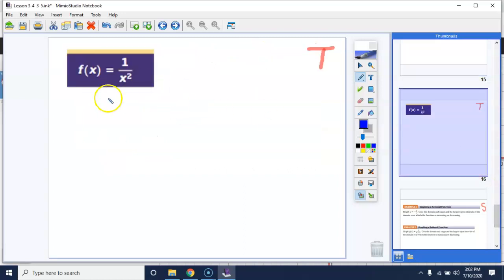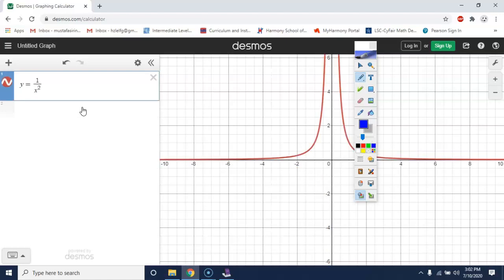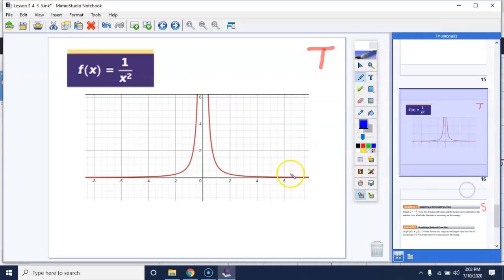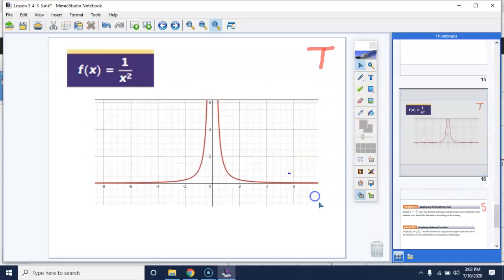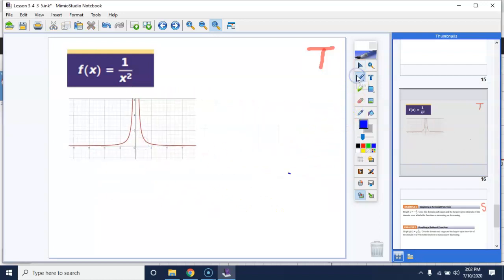And here we have another reciprocal function, rational function, 1 over x squared. So let's graph this one as well, 1 over x squared. This is how it looks. Make this small a little bit. Here we are. So the domain of this function and the range of this function. So the domain, again, cannot be 0, which makes it undefined.